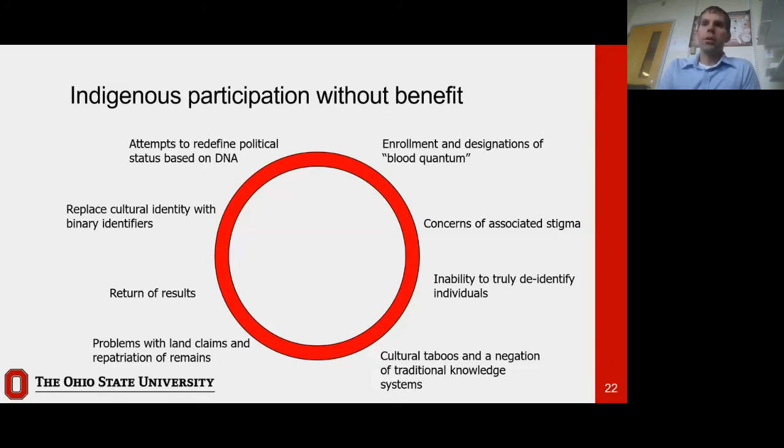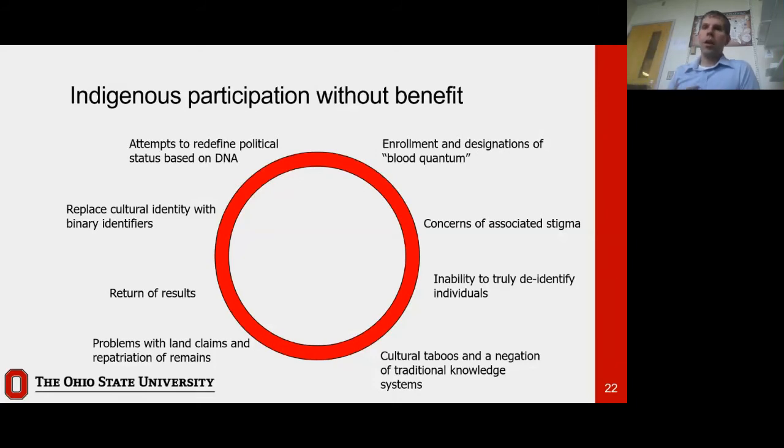There are concerns of stigma, specifically around some of the research that I mentioned with the Havasupai, and the inability to truly de-identify individuals because of the small N that exists within some of these communities. There's the ability to negate traditional knowledge systems. The story I mentioned about the Havasupai, specifically around human migration, again says, well, your story is wrong, our story is correct. And that overrides traditional systems that exist within the community. And there's the inability to return the results, so oftentimes the materials go out, but no information comes back.